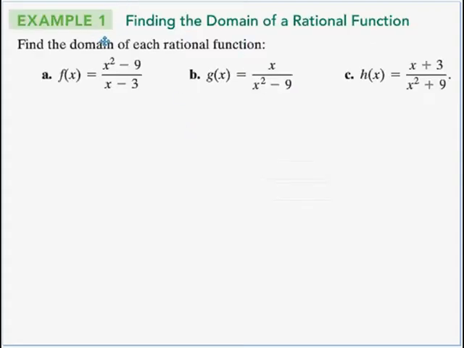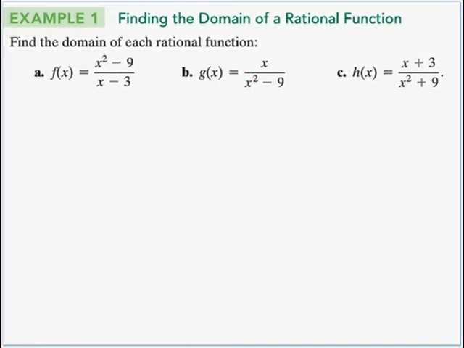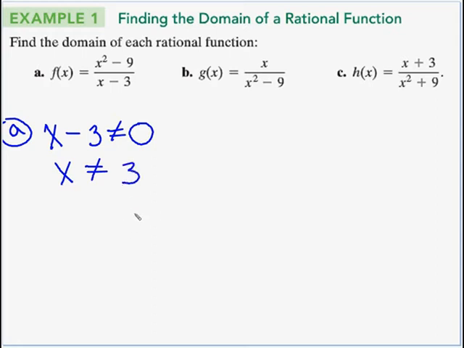So here in example 1, find the domain of each rational function. They all look pretty similar, slight differences between them. And let's see what's happening here in part A. Numerator x squared minus 9, denominator x minus 3, and the denominator is where most of the action is happening here. Remember, we cannot divide by 0, so I'm going to take this denominator and set it not equal to 0. And if I add 3 to both sides, I know that x cannot equal positive 3.